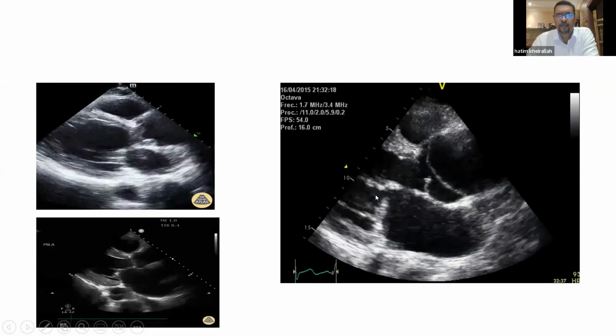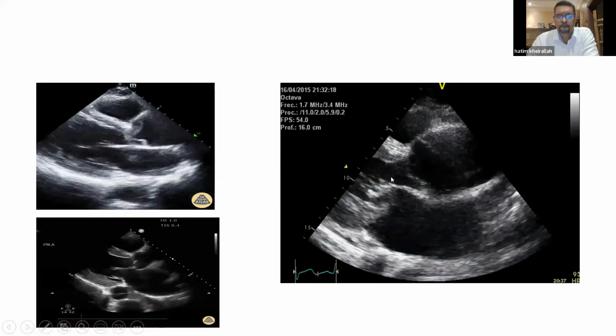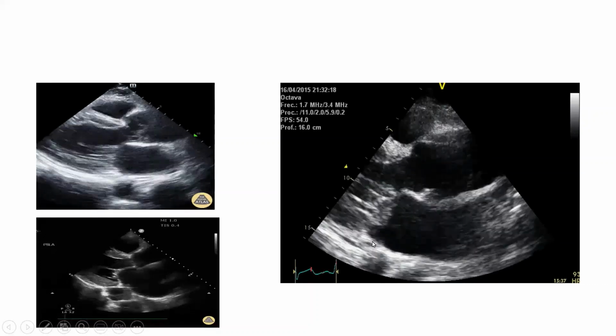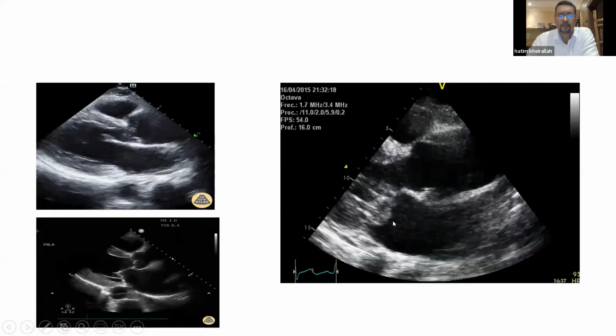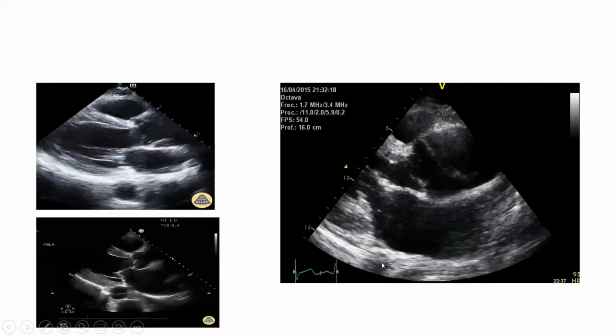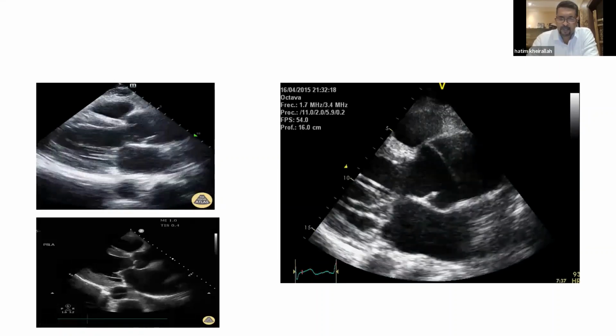What about the mitral valve? The mitral valve is myxomatous, with flail prolapse of the posterior leaflet. Speaking about Marfan disease, you are going to think about Marfan. Good. Great.